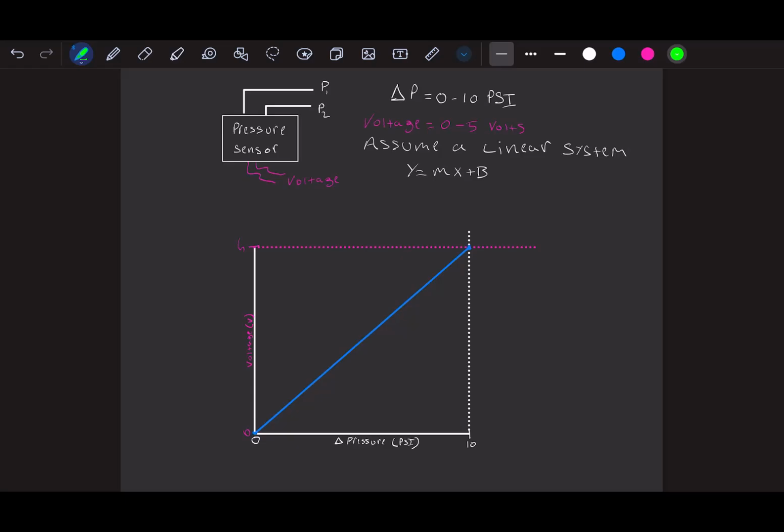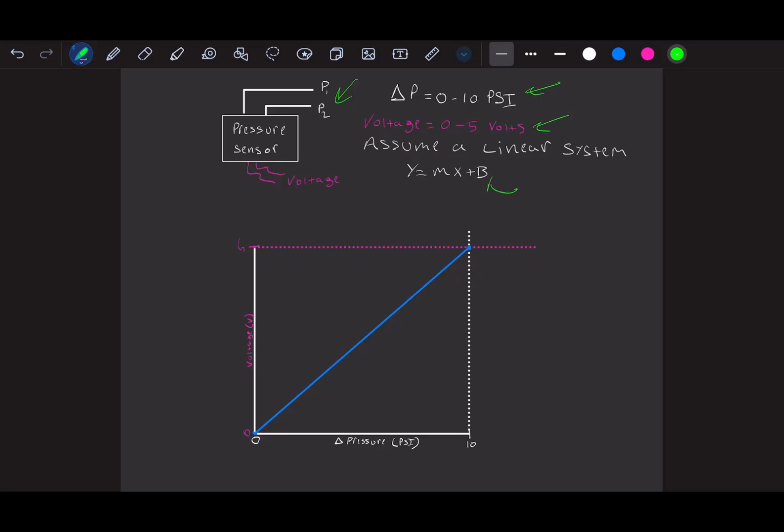Hello and welcome back to my second video in plotting and calibration for sensors. In the last video we talked about having a differential pressure sensor that's going to measure differences in pressure between 0 and 10 psi and give us a voltage out between 0 and 5 volts.